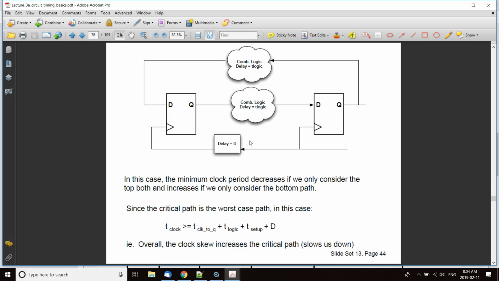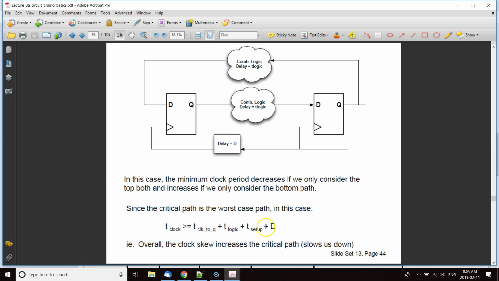Okay, so let's start. We'll continue on clock skew and finish this topic, then move on to arithmetic circuits. We said for clock skew, if there is a delay there, we already saw that it has an effect on our clock period. It makes our clock period worse, or the minimum clock period longer.